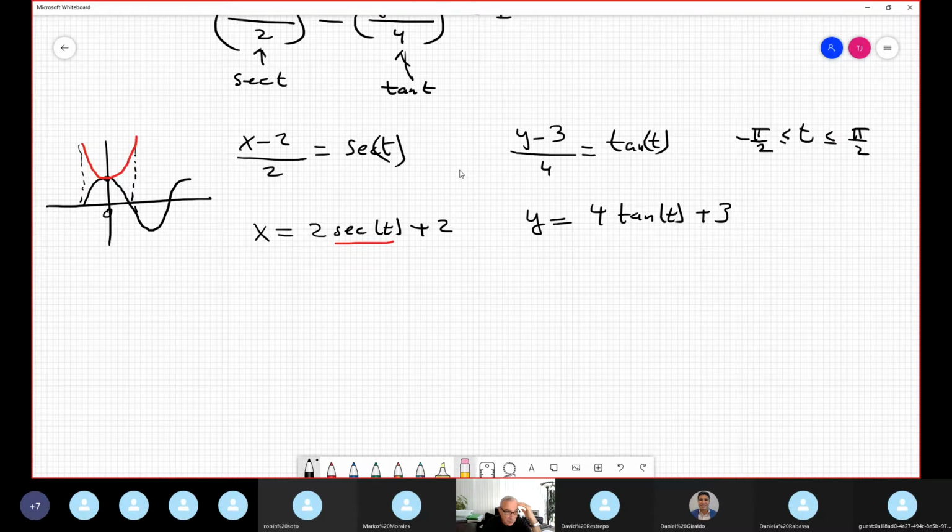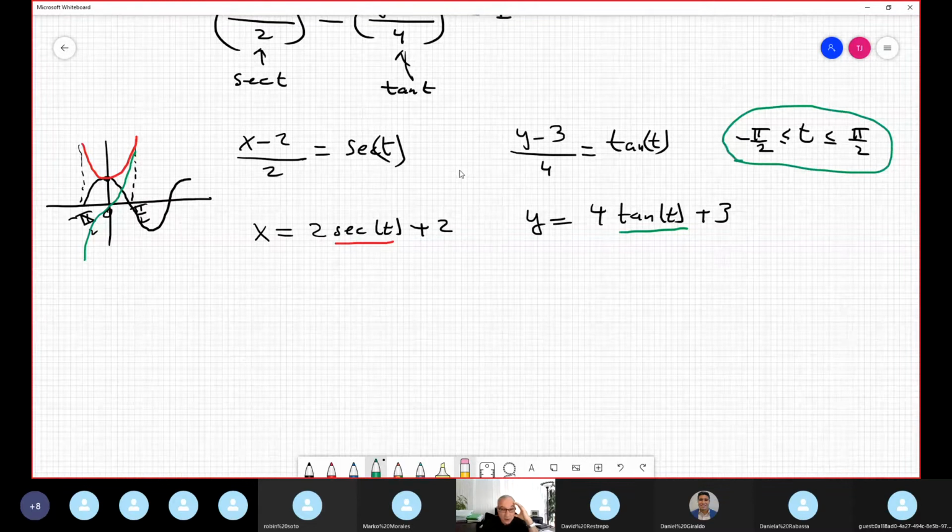This is 0, this is pi over 2, this is negative pi over 2. This is secant. And tangent is like that. Look at that. The green graph is tangent. So, using my common sense, my imagination, and my knowledge about trigonometry, I realize that the domain for t is from negative pi to positive pi.